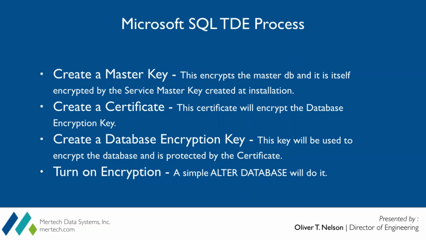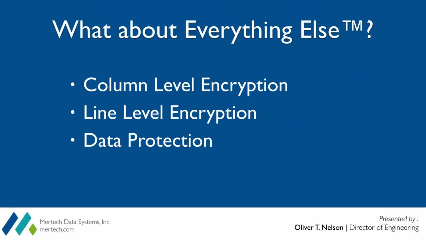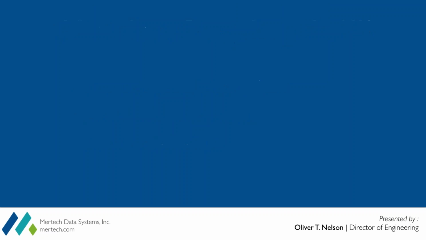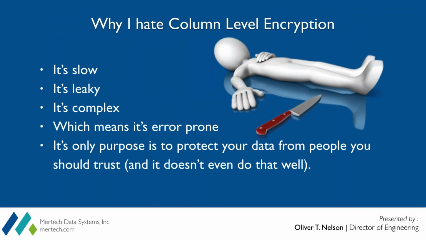So the question remains, what about everything else? Transparent data encryption is only part of the solution. There are three other areas that most people talk about and that really affect how you use this and that fit into your business processes. These other areas are column level encryption, line level encryption, and data protection. The first area that we're going to talk about is column level encryption. And we're actually going to talk about why I hate column level encryption.